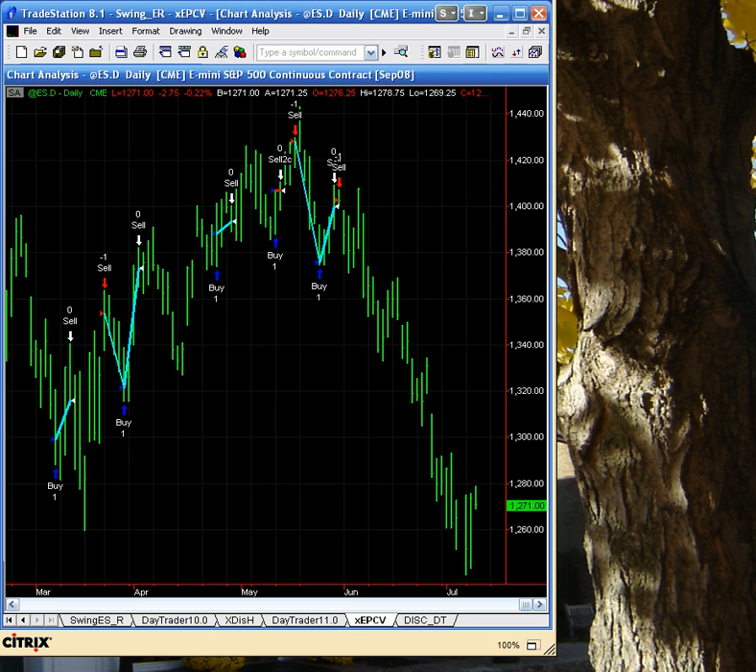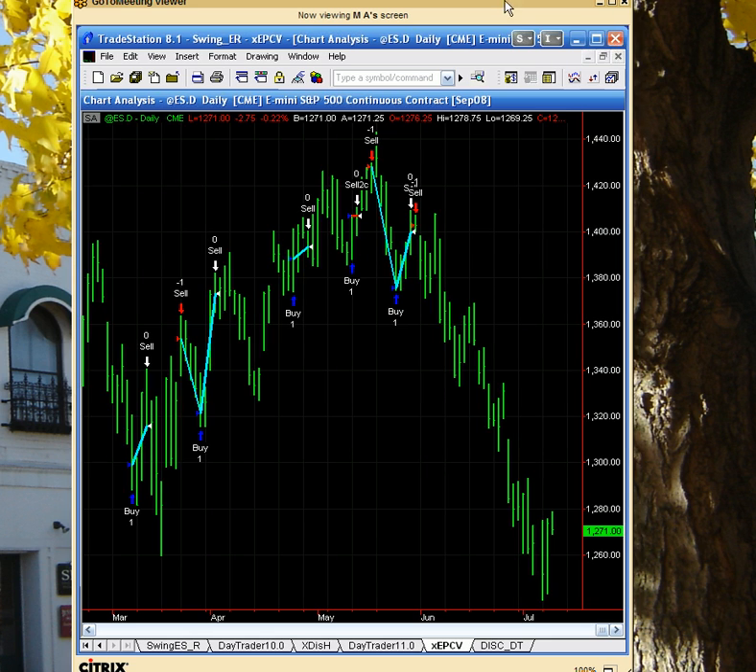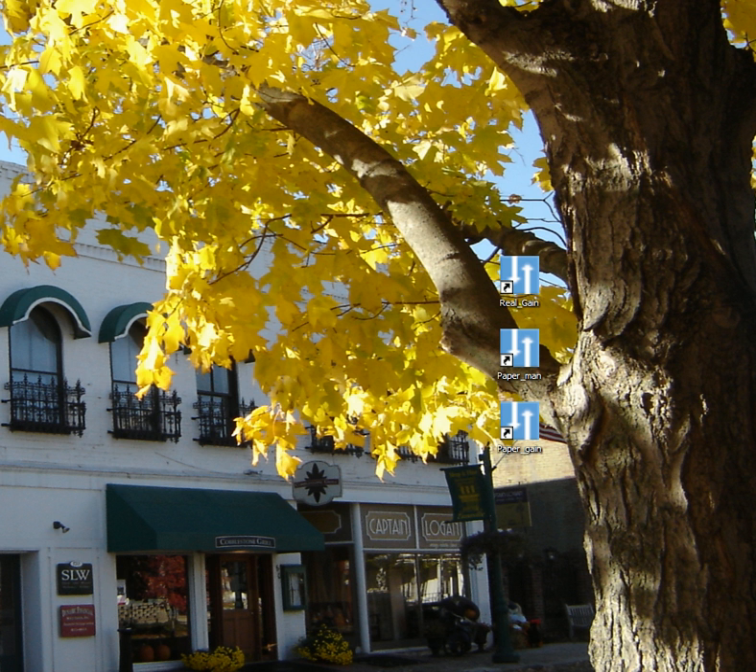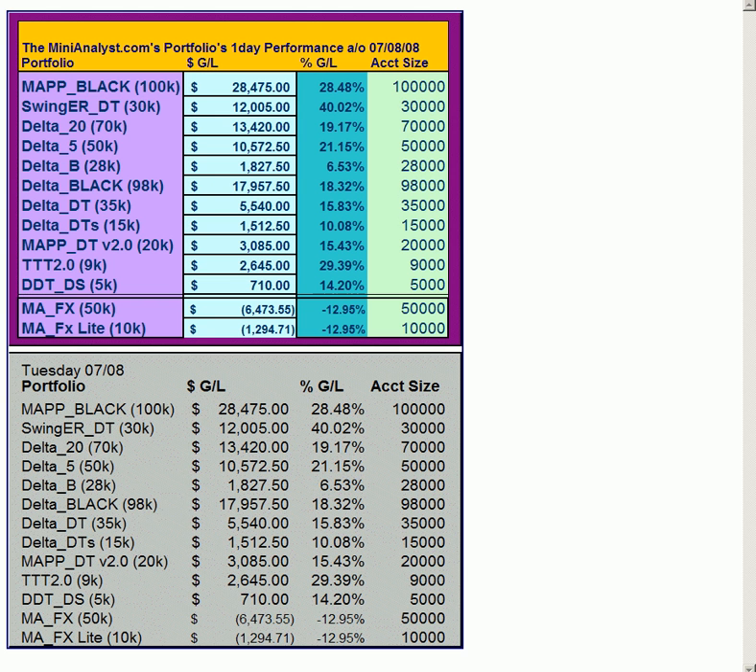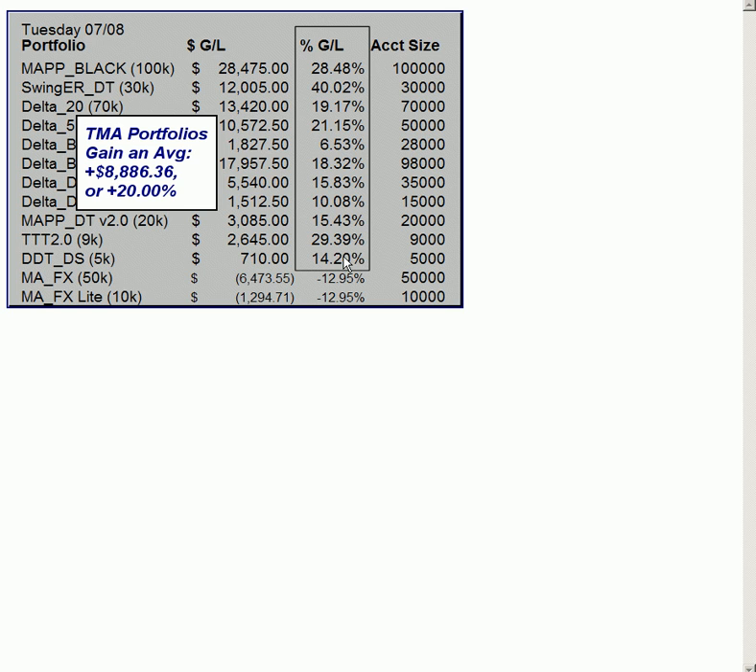And we're going to go ahead and minimize this. Minimize this and bring up this. Kind of look at where we were yesterday. Well, there's the black portfolio, $28,000 gain yesterday, $28 to almost $29,000 for our matte black professional portfolio yesterday. This is all of our systems, slightly weighted towards better systems. If you look right here, an average gain, standout was the Swinger DT with a 40% gain, Triple Threat Trader 2.0, 30% gain.